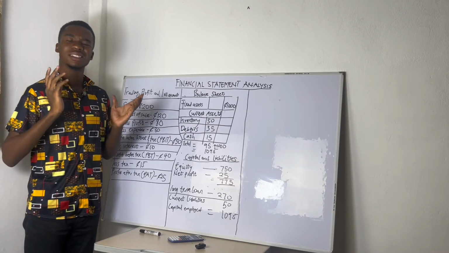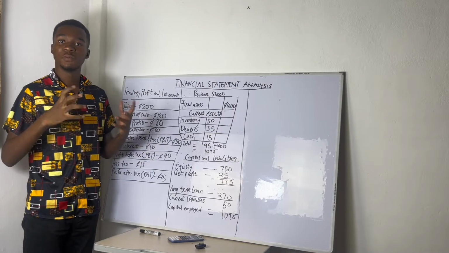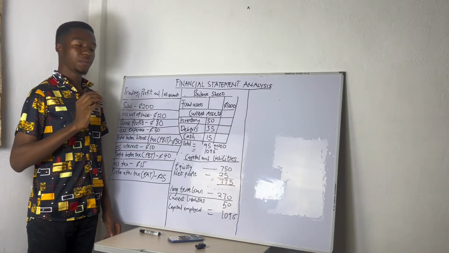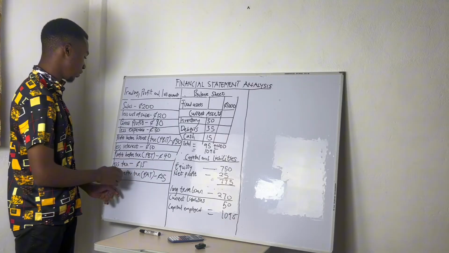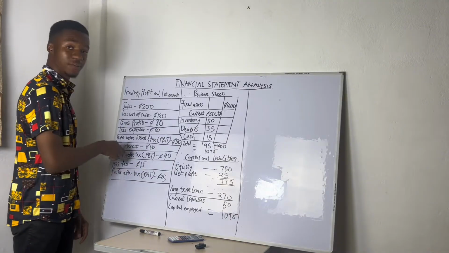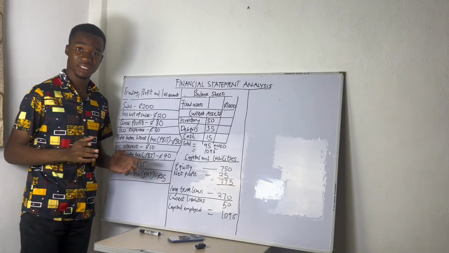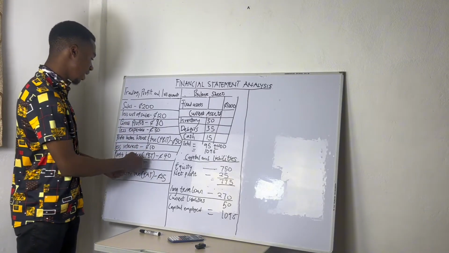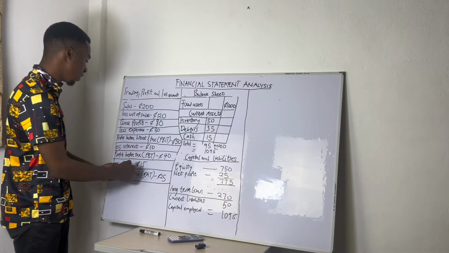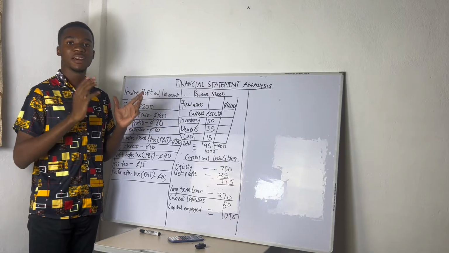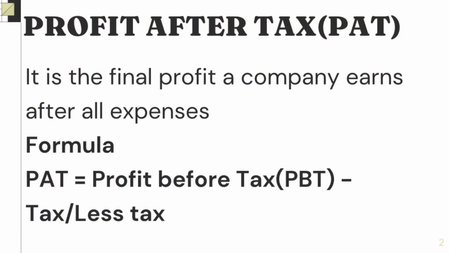And you can't say this is your money because at the end of the day, you've registered a company, so you need to pay tax mandatorily. So the tax here is referred to as the less tax, which is 15. If your tax is 15 cedis, you're going to subtract the 15 from the profit before tax. This was profit before tax, and now you've paid the tax. You are going to subtract the 15 from it, and now you get the profit after tax. And the profit after tax is the final profit you are going to make.